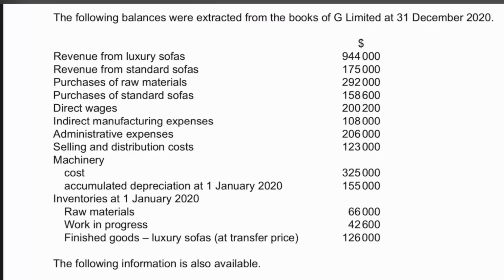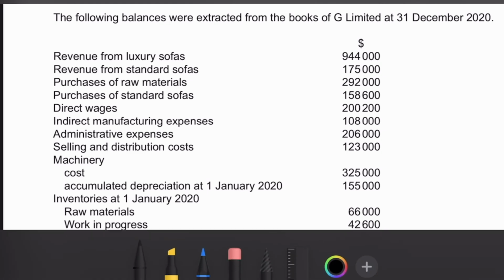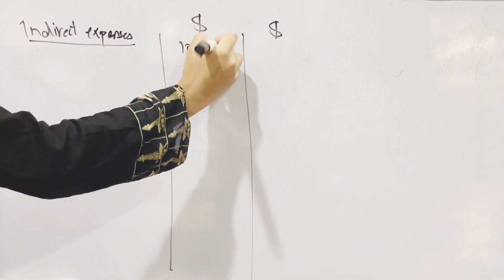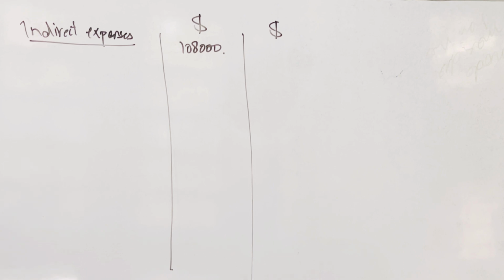After the prime cost, we have indirect expenses that are related to the manufacturing account. So we write indirect expenses. If you look into the information, they themselves have written indirect expenses as 108,000.